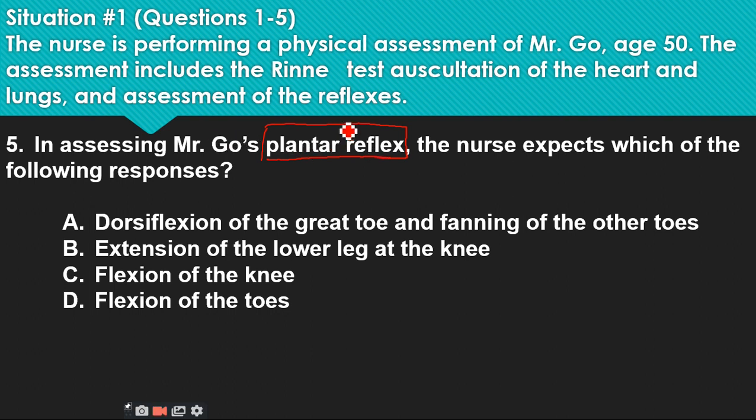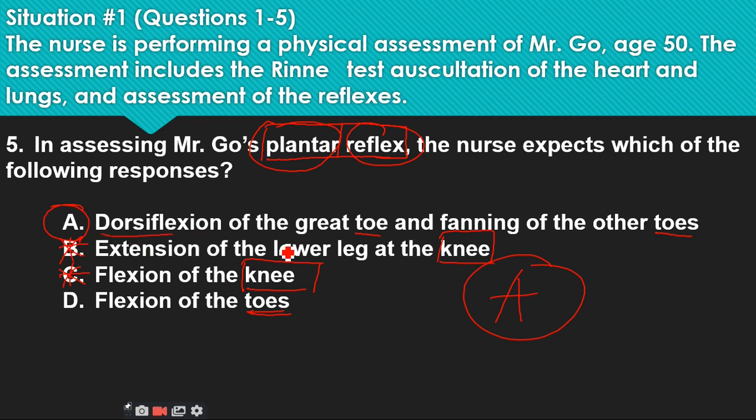Of course, when you talk about the plantar reflex, this reflex is present specifically for the toe area. So letter A and letter D might be the correct answer. Let's eliminate letter B and letter C, because both talk about the knee. As mentioned earlier, if there are two choices in the examination which have the same thought, that's going to be a wrong answer. When we say plantar, it means fanning. So the best answer for number 5 is letter A.